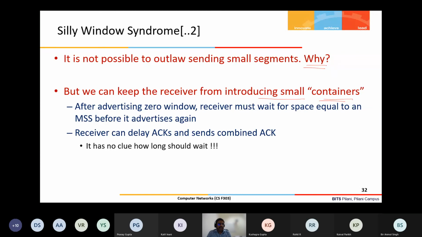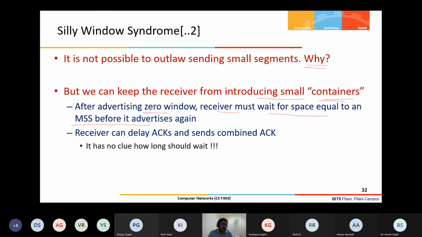The solution can be that after advertising a zero window, meaning no packet can be received, the receiver must wait for space equal to an MSS before it advertises again. The receiver should not immediately advertise that, okay, now 50 bytes is available. Once it reaches zero for any reason, it should wait for some time, so that space at least equal to the maximum segment size can be created and advertised.